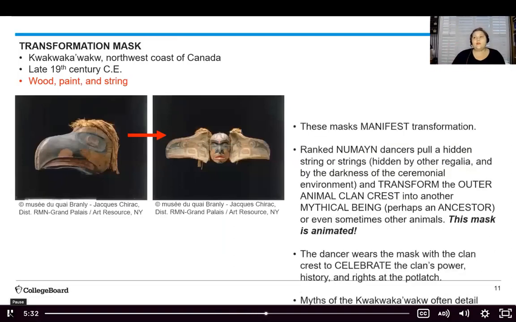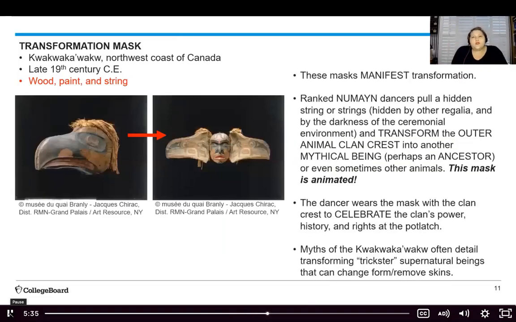So how is this used? Well, the dancer transforms. This was a way that the clan, that the new mine connected to their past. So when the established member wears the transformation mask, they pull at hidden strings to reveal an ancestor within, to reveal an ancestor beneath. This celebrates the clan's power. It reminds people of their history. It reminds people of their rights.